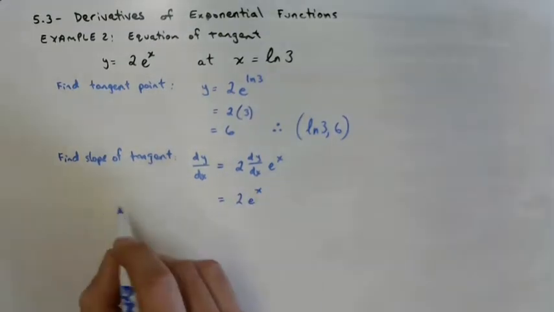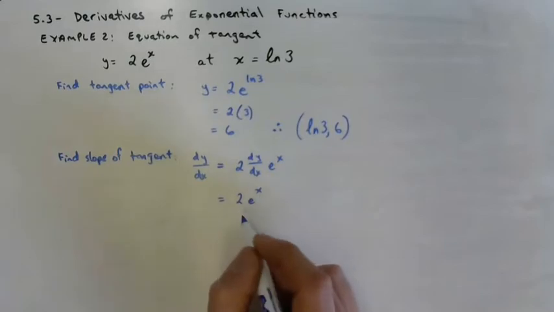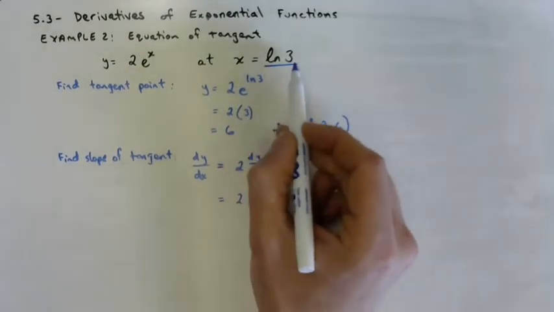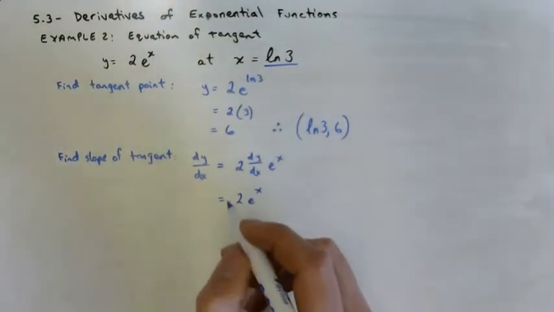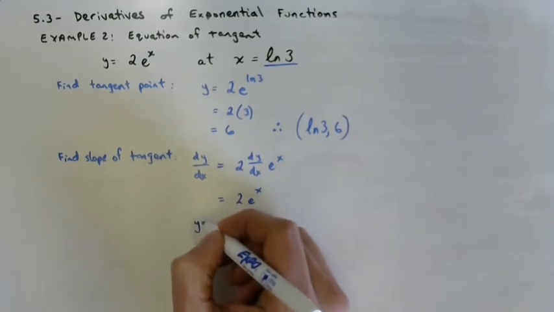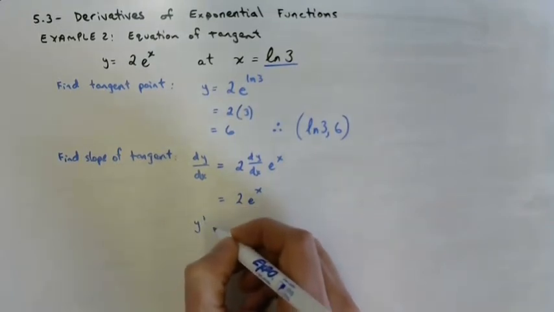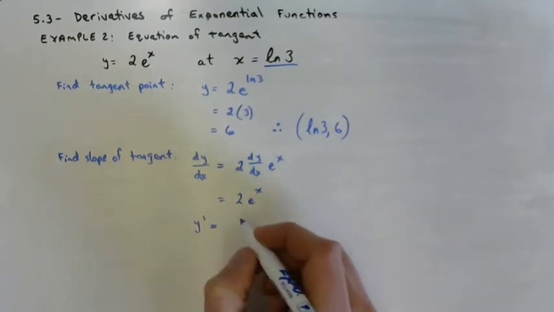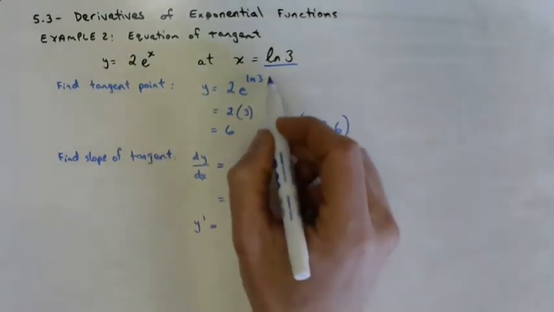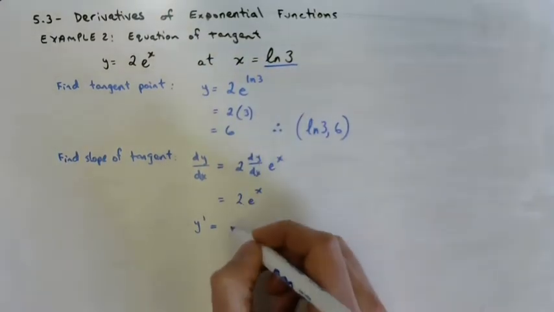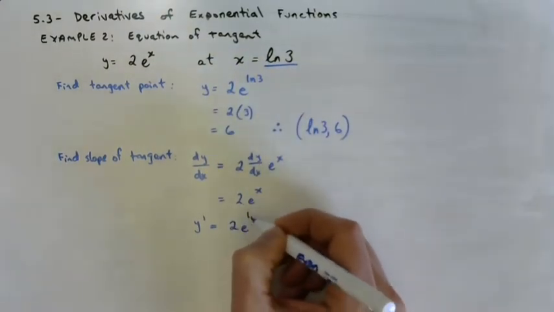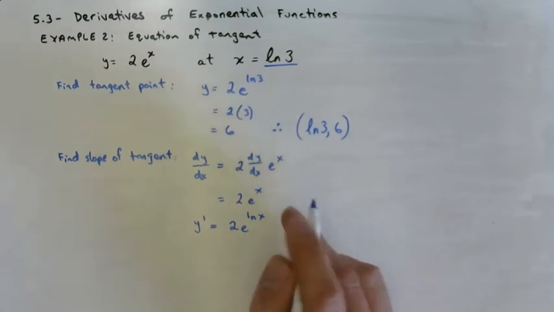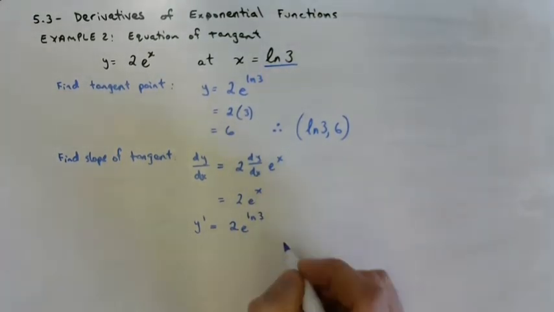At any rate, to find the slope, now we need to take our derivative function and sub in a value of x, natural log of 3. So we're taking our y prime, and that's going to be our slope at this point, and we're going to sub in natural log of 3 for x. So we've got 2 times e to the power of our natural log of 3.